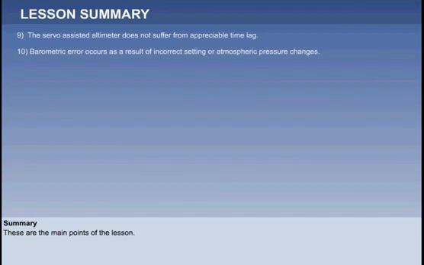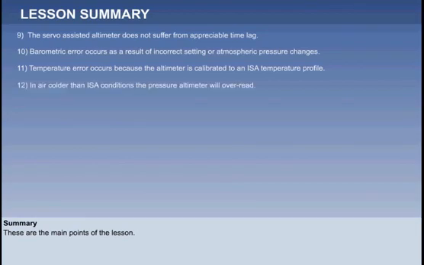Barometric error occurs as a result of incorrect setting or atmospheric pressure changes. Temperature error occurs because the altimeter is calibrated to an ISO temperature profile. In air colder than ISO conditions, the pressure altimeter will overread. In air warmer than ISO conditions, the pressure altimeter will underread.